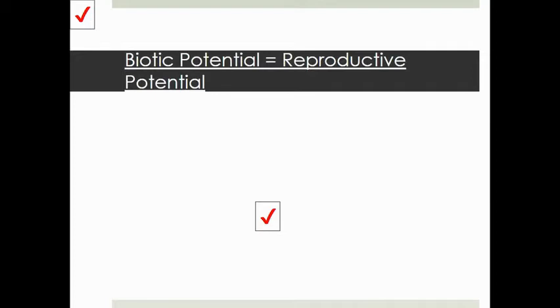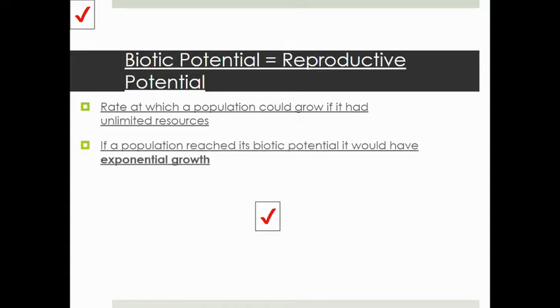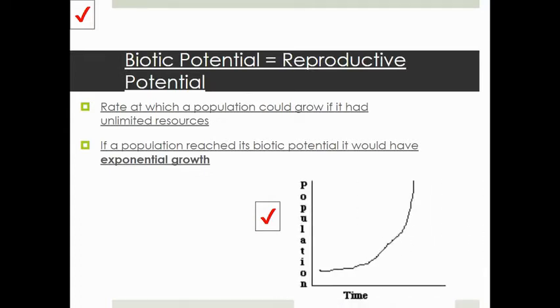Biotic potential. What biotic potential equals here is the reproductive capabilities or potential of an organism. That is the rate at which a population could grow if it had unlimited resources. So if a population reaches this biotic potential, it would have what we call exponential growth. For example, if you look at the population size over time, if organisms didn't have to worry about resources, their population size would gradually start to increase.